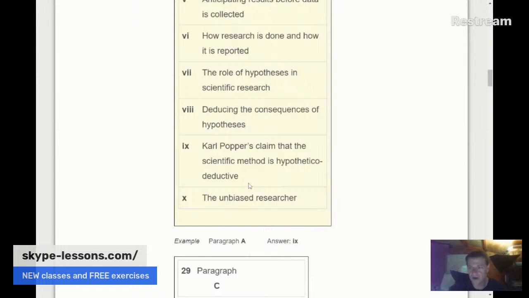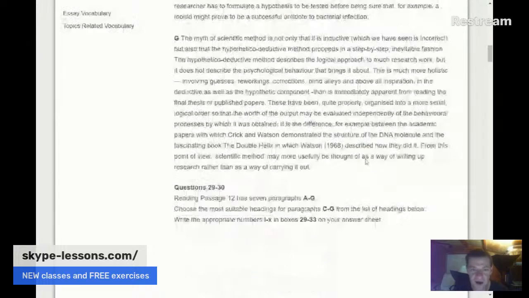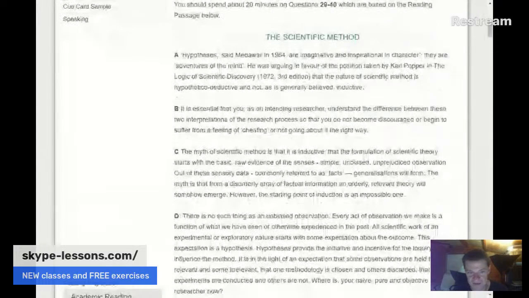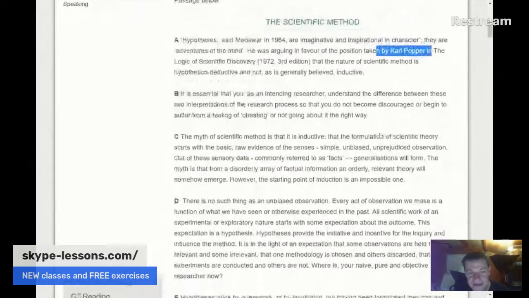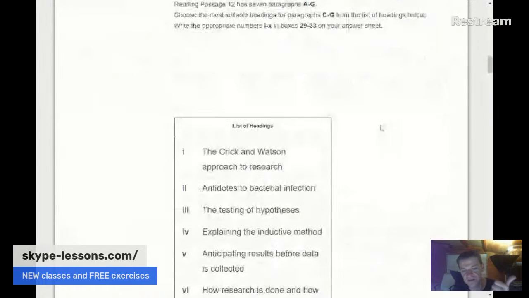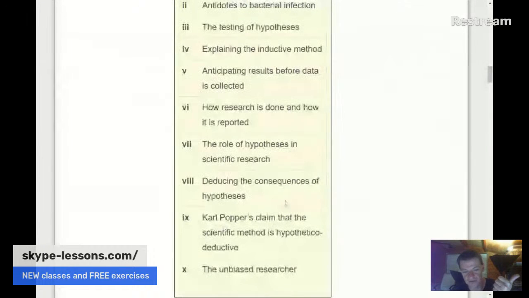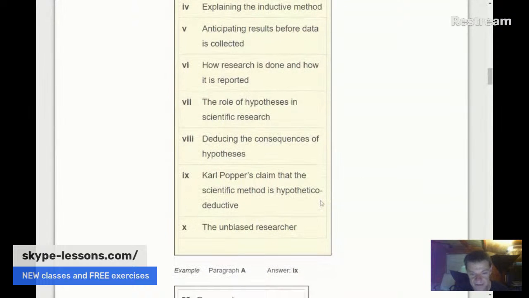Karl Popper, he's only in part B, so we know that one's not going to be in any of them. In fact, was it even part A? Yeah, he's in part A, so he's not going to be in. We're not going to need that heading. We can already cross it off. It's definitely not going to be there. Yeah, and the unbiased researcher.